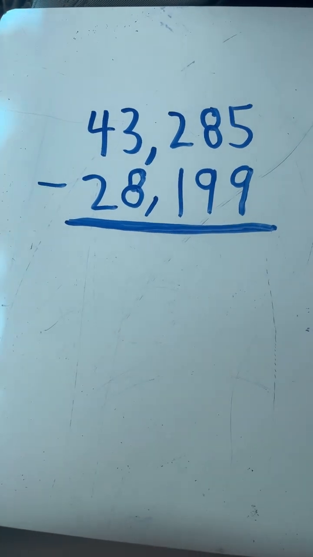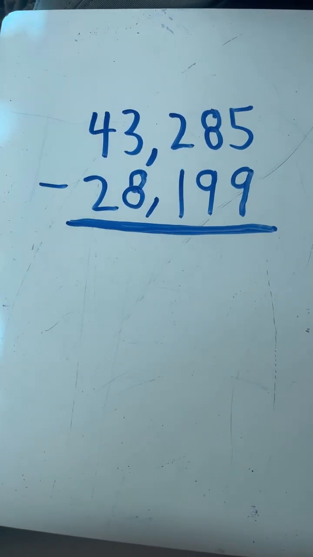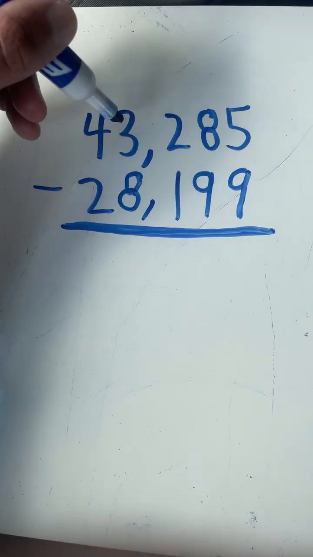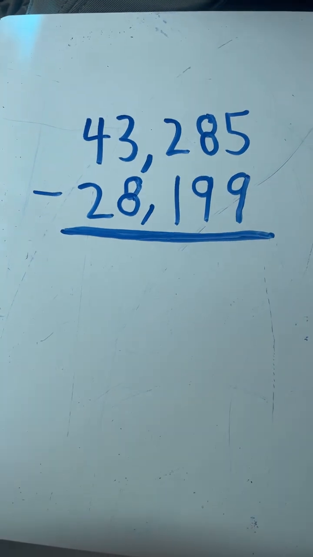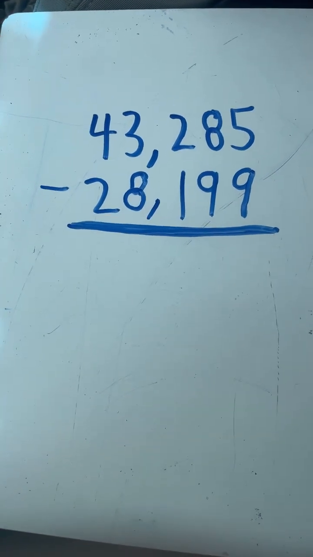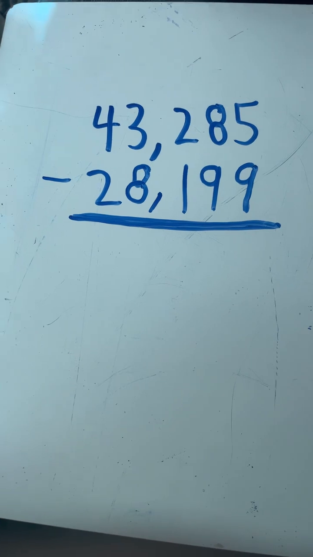So looking here, there's several digits that need regrouping, right? 8 is bigger than 3, 9 is bigger than 8, 9 is bigger than 5. So in the thousands place, in the tens place, and in the ones place, regrouping is needed.